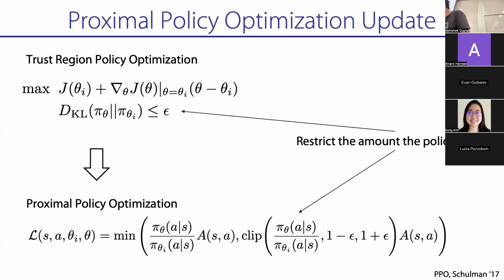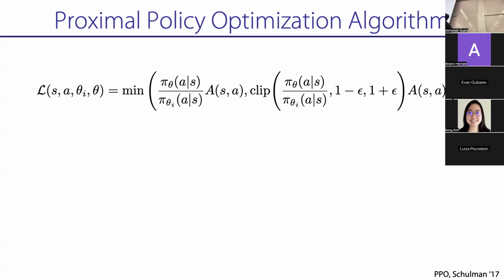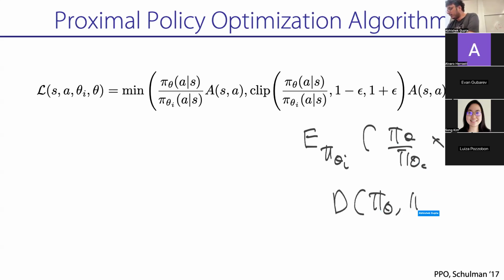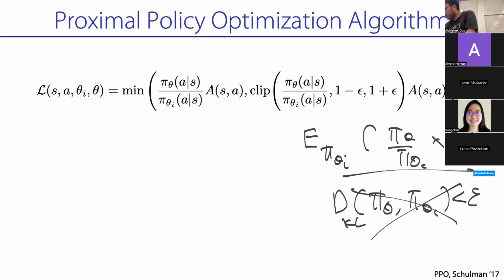And so the idea behind PPO is very simple. It's just constructing a very similar objective. If you remember our surrogate objective, it is basically the expectation under pi theta I of pi theta over pi theta I times the advantage, right? But we were doing this under the constraint that the KL between pi theta and pi theta I is less than epsilon, right? We're saying we want to KL constrain things. And rather than doing a KL constraint, you just modify this objective to this clipped objective, right?